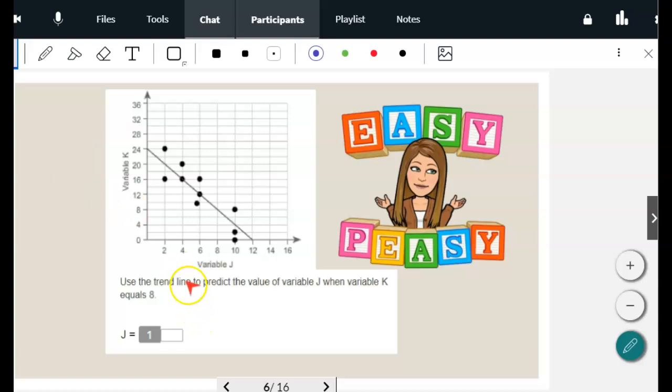So here's another one. It says use the trend line to predict the value of variable J when variable K equals 6 or equals 8. Now if it's on the graph, then you can just read the data. But be careful though, because this is J and this is K. So use the trend line to predict the value of variable J. So we're trying to figure out what this one is when K equals 8. So K equals 8 is right here. Go over, and it looks like it's 8. So, wasn't too bad.